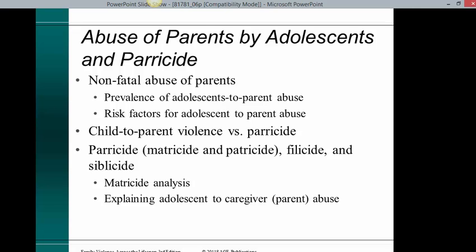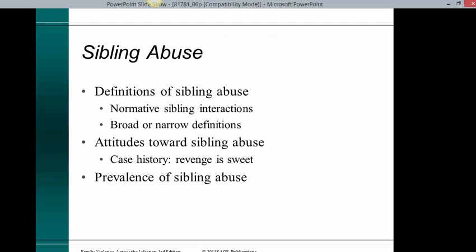Issues. Non-fatal abuse of parents include prevalence of adolescent-to-parent abuse and risk factors for adolescent-to-parent abuse. Child-to-parent violence versus parricide. Parricide, including matricide and patricide, filicide, and siblicide, including matricide analysis and explaining adolescent-to-caregiver parental abuse.